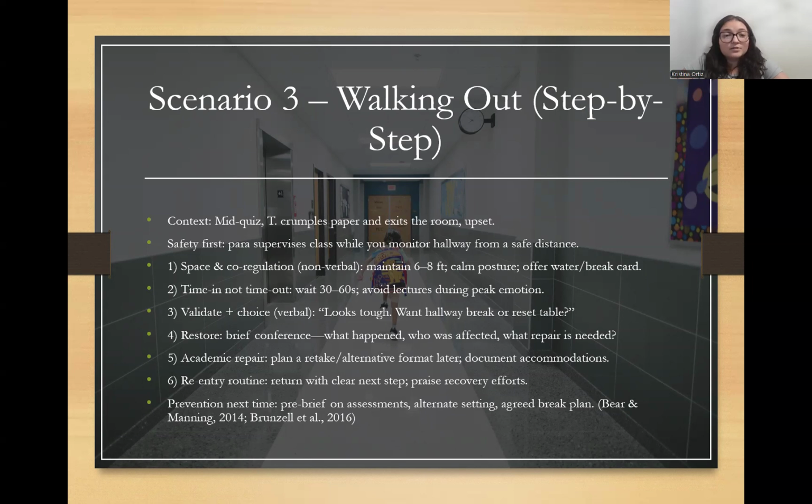Number 1, space and co-regulation. Maintain 6 to 8 feet. You want to give that student their distance. Calm posture. Offer a water or break card. You don't want to redirect them in that moment. They're already upset. You don't say, "Hey, you shouldn't have walked out of class."